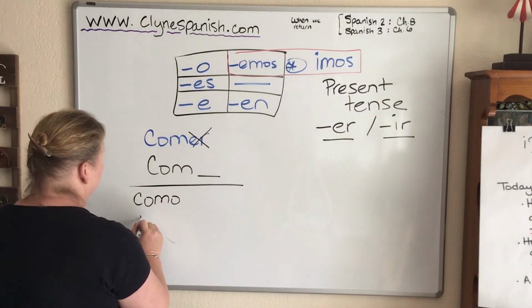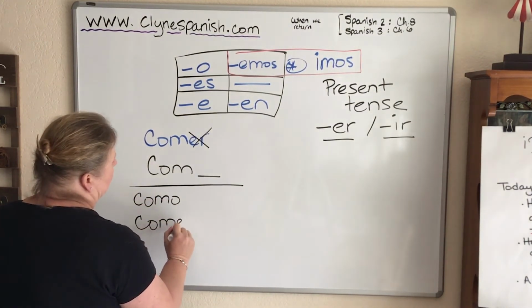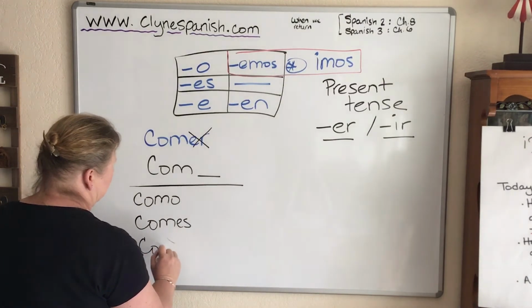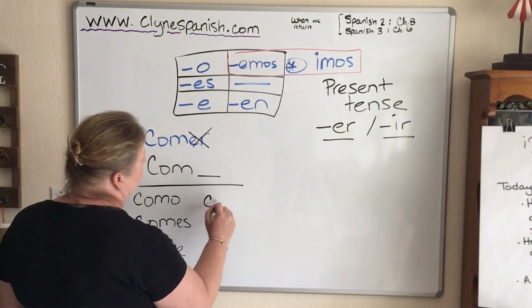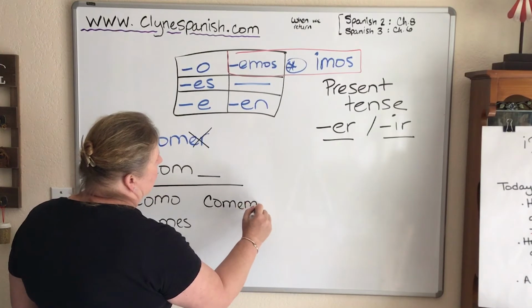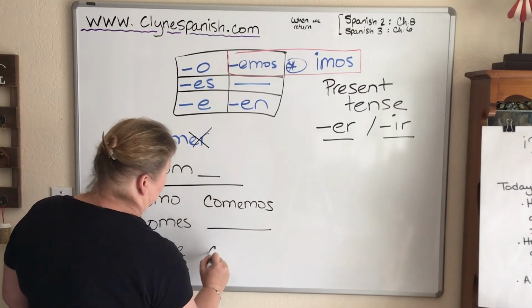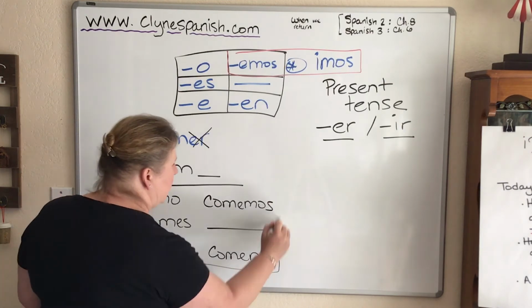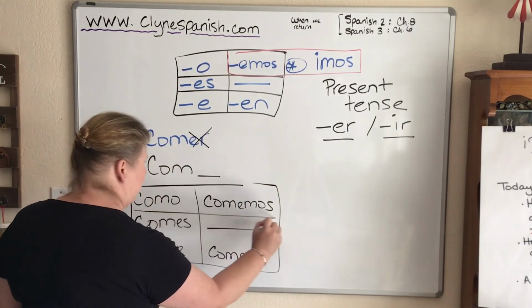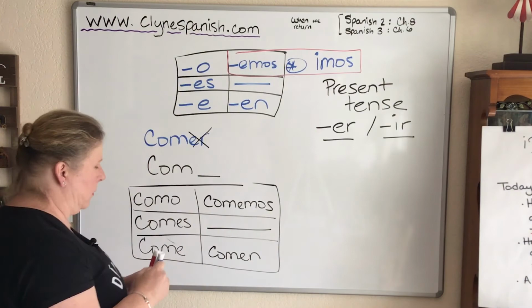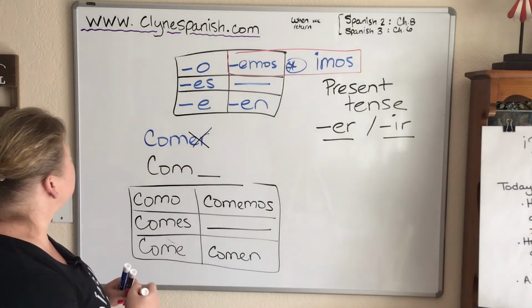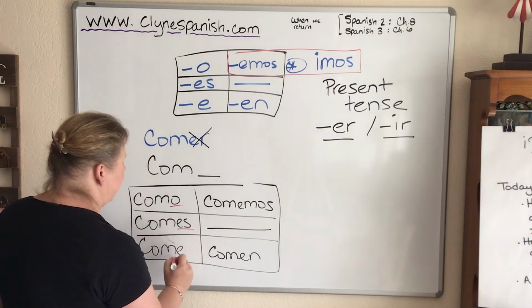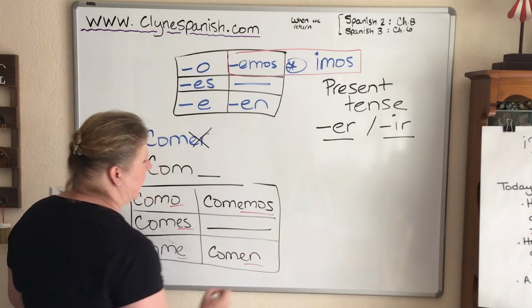como, comes, come, comemos, comen. So notice, pretty simple, very straightforward. O, es, e, emos, and en.